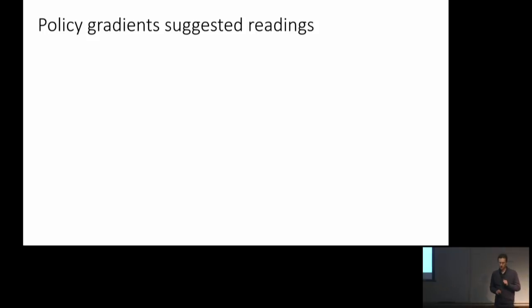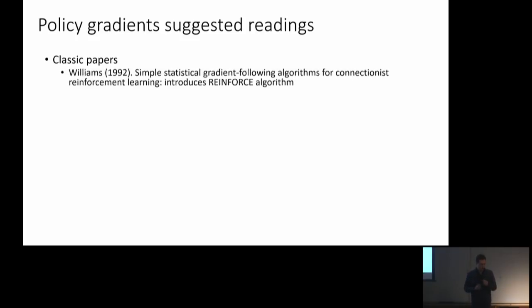Some suggested readings if you want to dig further into these topics. Here are some examples of classical papers on policy gradient. This paper by Williams from 1992 is the paper that introduced the REINFORCE algorithm. You'll often see this cited: if someone says, oh, I'm using REINFORCE, they'll cite this, because this is the original REINFORCE paper. It actually proposes using policy gradient reinforcement learning to optimize neural network policies with Gaussian action distributions. Maybe a little ahead of its time in some sense.